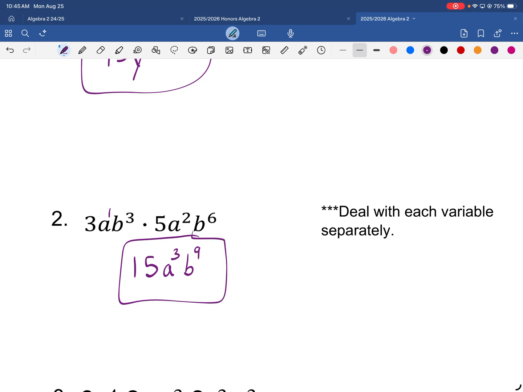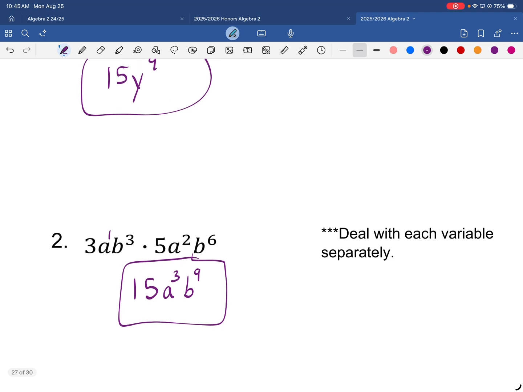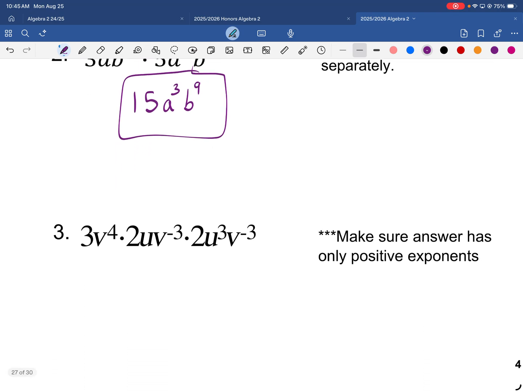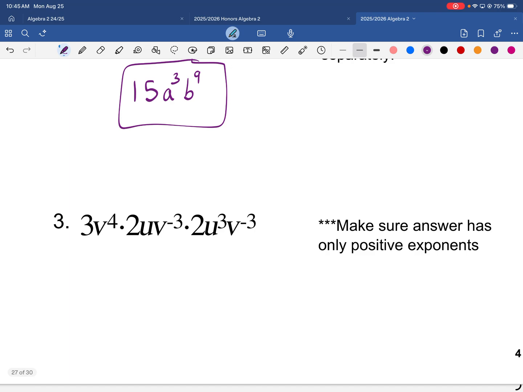Product rule says that you add the exponents. And it doesn't matter how many terms there are. There could be 2 terms, there could be 3 terms. You still follow the same rules. So this last one of the product rule we're going to look at, there are 3 different terms now, but now we've got this negative sitting in there, and we want to be able to deal with that negative.